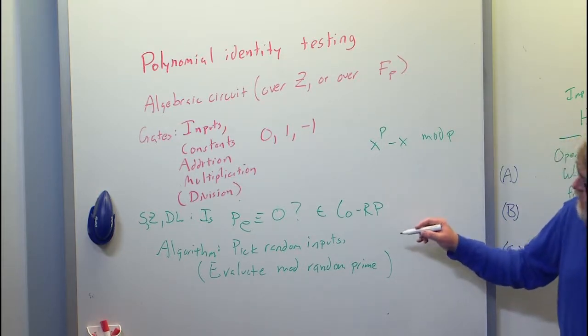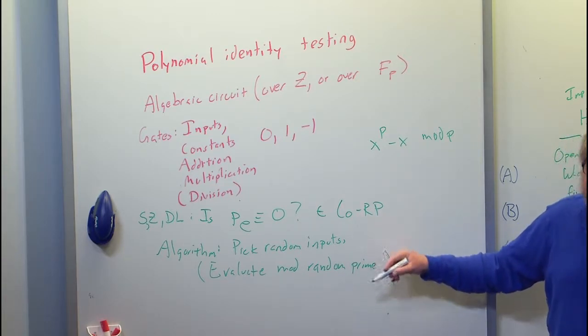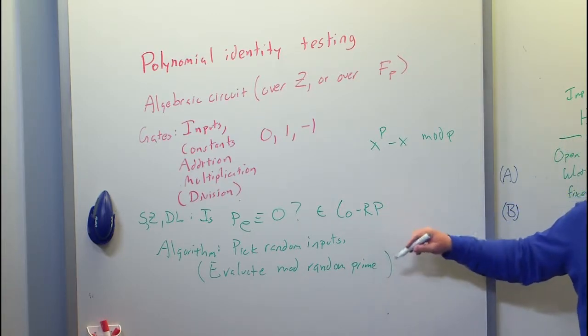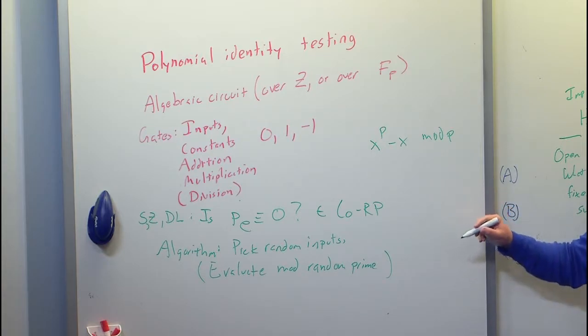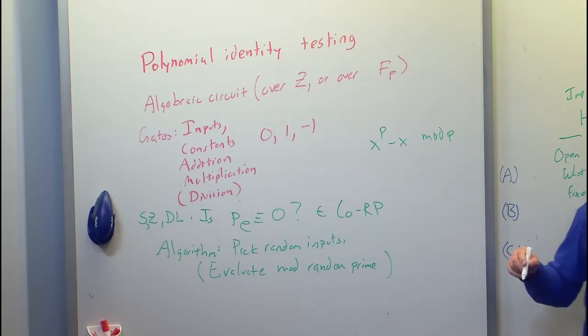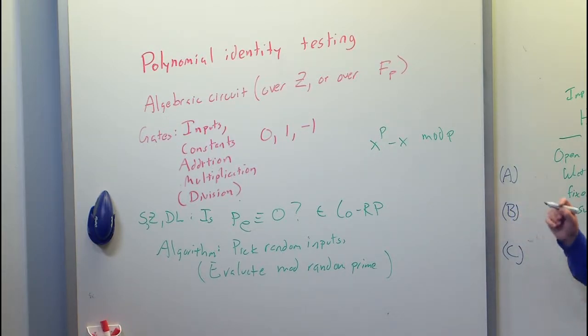So over the integers, the two steps are to pick random inputs and then pick a random prime that's large compared to other parameters and work mod that prime. Probably most of you have seen versions of this before.